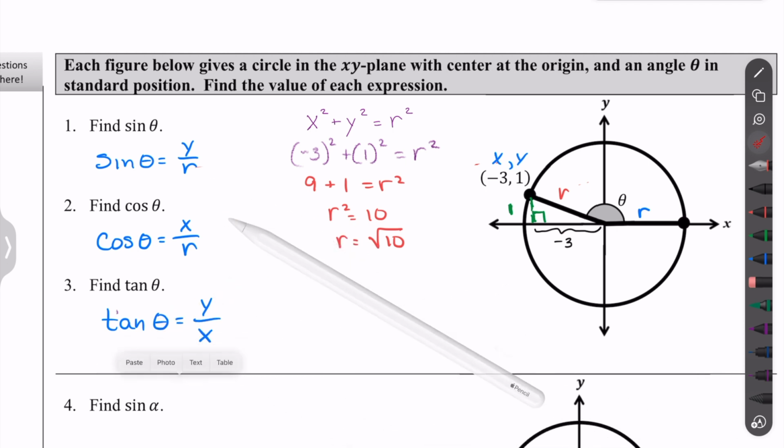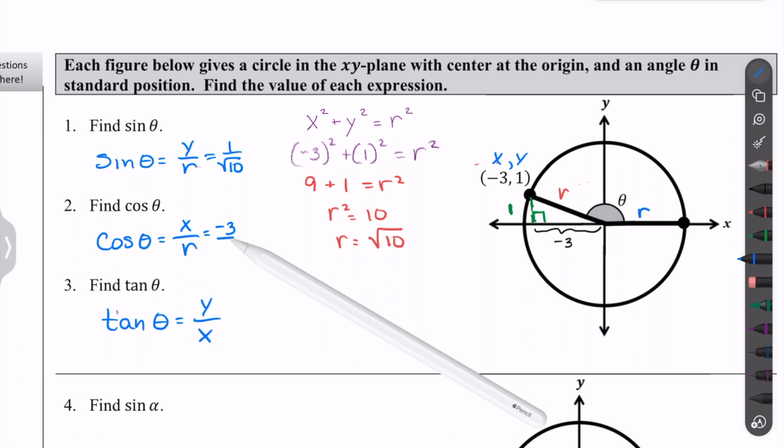So let's now go ahead and answer these. So these are real simple. I know my y value and I know my radius, so sine is 1 over root 10. I know my x value is -3, so cosine is -3 over root 10. And y over x would be 1 over -3, like that. And so I know the tangent of the angle is -1/3. Generally, you put that negative sign in the numerator like this, -1/3, or like this, -1/3.